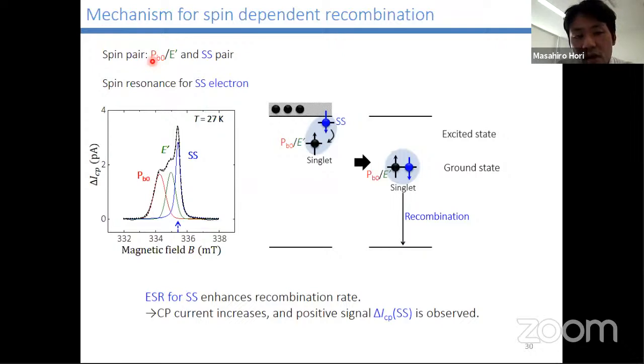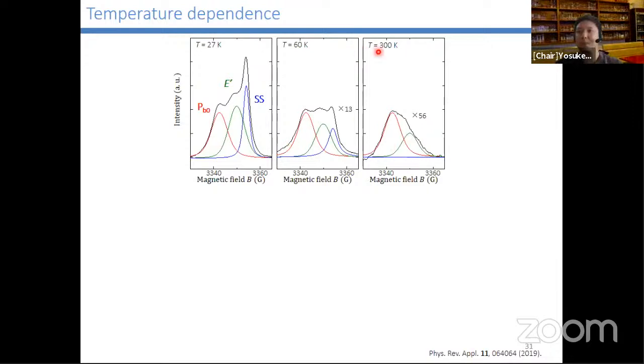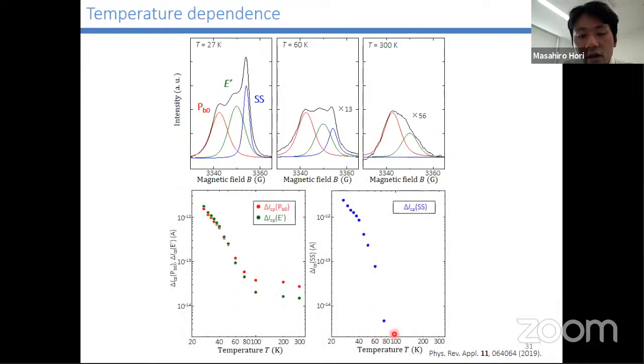The formation of the spin pair is supported by the temperature dependence of the signal intensity. This figure shows the spectrum for various temperatures from 30 Kelvin to 300 Kelvin. As you can see, signal intensity changes with temperature. We plot these signal heights as a function of temperature, as shown in this figure. The left side figure shows the signal intensity for defects. The right side figure shows the signal intensity for the shallow state.